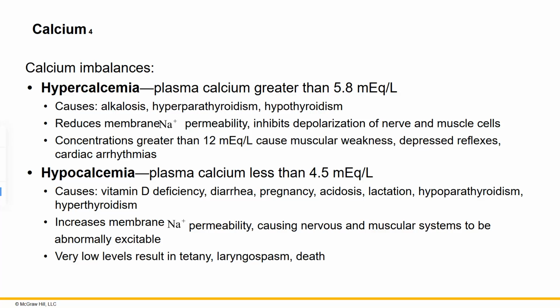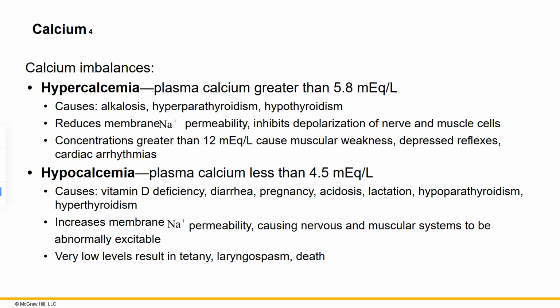Hypercalcemia, plasma calcium greater than 5.8. Causes would be alkalosis, hyperparathyroidism, hypothyroidism. It reduces membrane sodium permeability and inhibits depolarization of nerve and muscle cells. Concentrations greater than 12 cause muscular weakness, depressed reflexes, and cardiac arrhythmias.